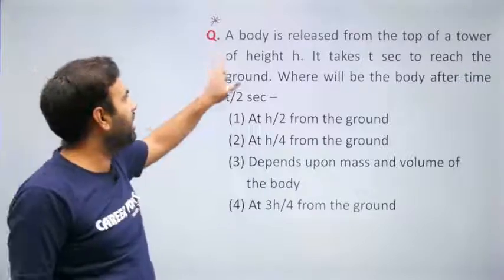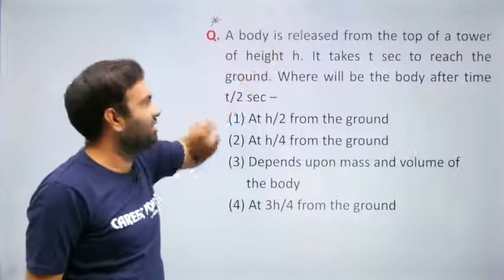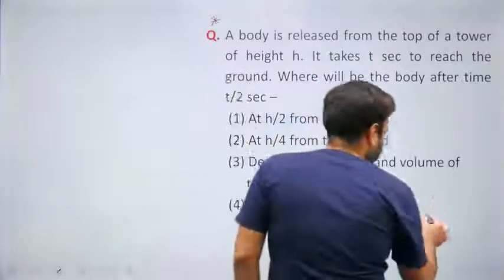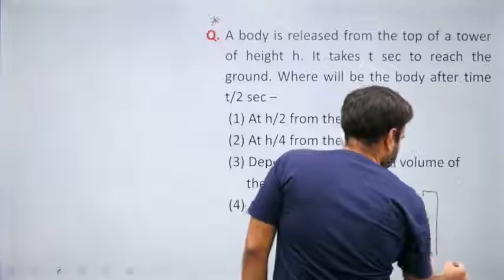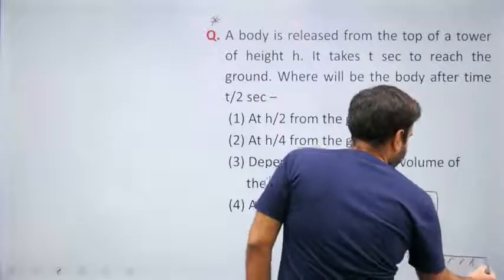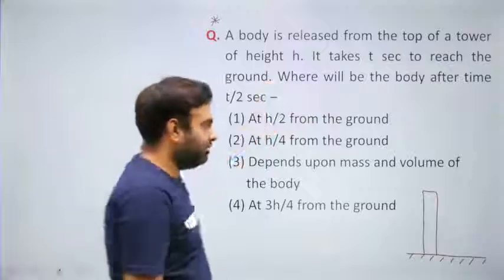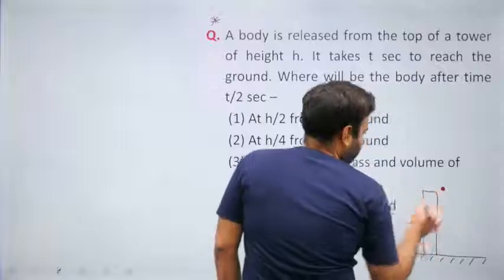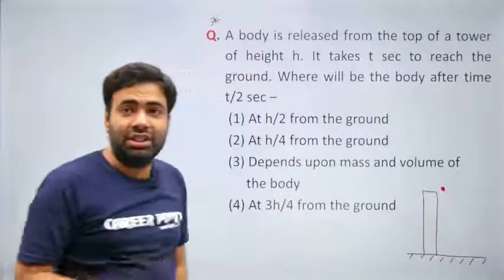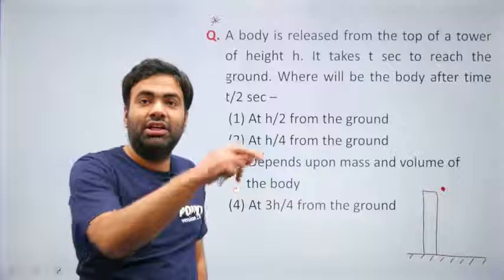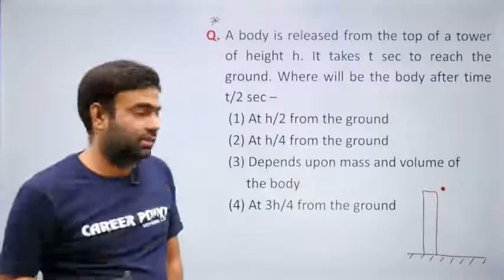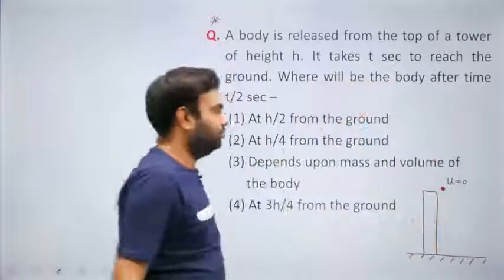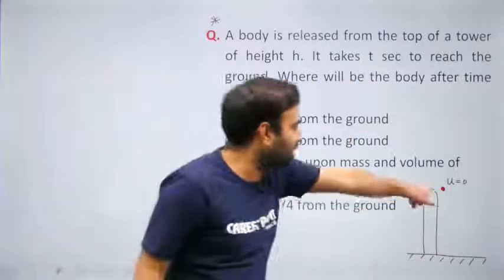See, the question is saying that a body is released from the top of a tower. Body is released means, see, this is the tower and this is the ground. We are releasing the body. That means if we release any object, its initial velocity is the same as the velocity of the person who is releasing it. So because it is released, its velocity is equal to 0. We are releasing it, that means its initial velocity is 0.